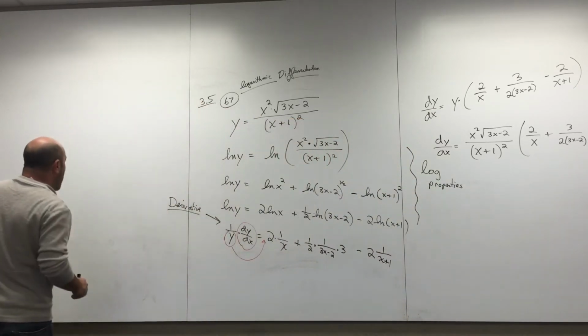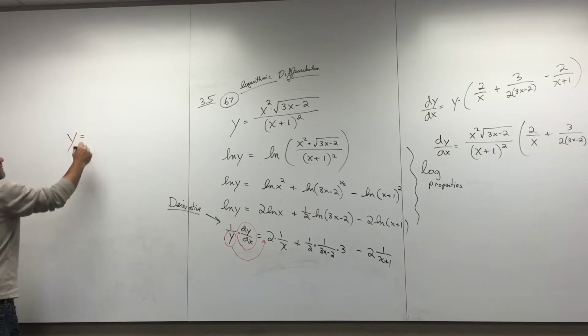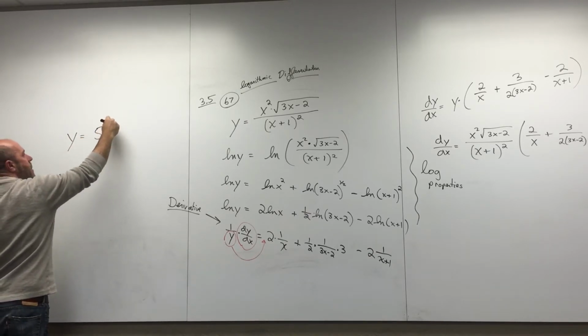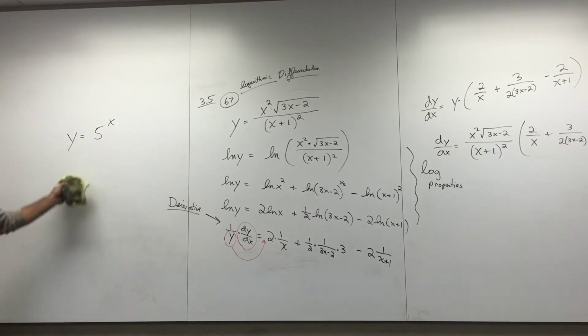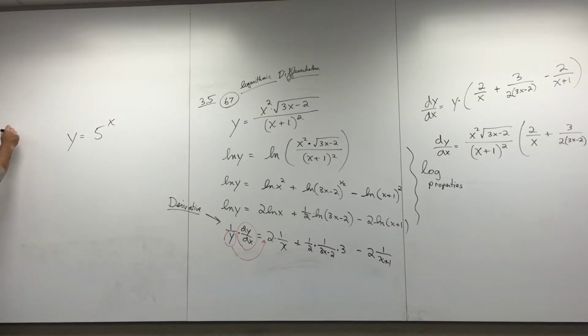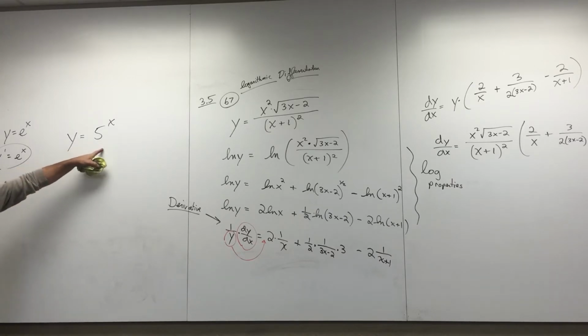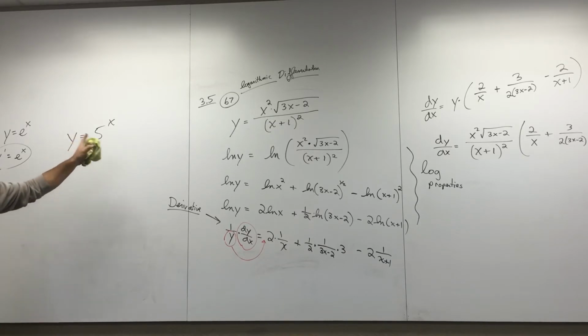You know what I do like it for? I like it for this. You know, I don't think I ever taught you a rule for this. I think I taught you a rule for e to the x. Does anybody know the derivative of e to the x? The derivative of e to the x is e to the x, yeah. I don't know if I did a good job of explaining this rule to you. If it's a 5 to the x, it's not an e to the x. It's a little different. There is a rule for it. I could just make you memorize it. Or we could do logarithmic differentiation.